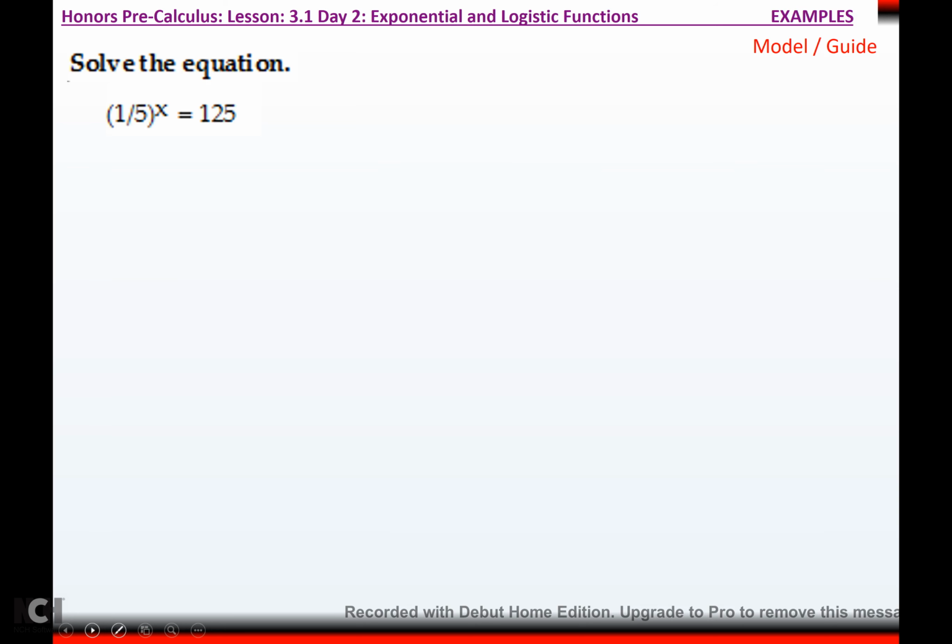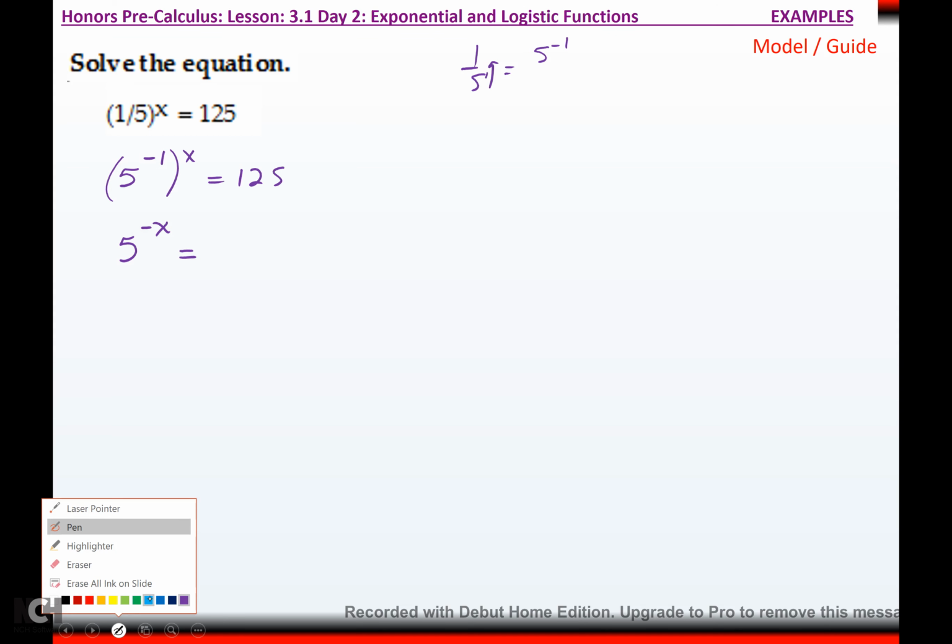Alright, so the trick is to make both of these bases match. And you got this fraction, and you never want fractions. So, oops, I can rewrite that as 5 to the negative first to the x. Right? Because if you take 1/5 and you move 5 back up, its exponent is a positive 1, so on top it'd be a negative 1. And on this side's 125. So now over here I have 5 to the negative x. The trick is to rewrite this side as 5 to something also.